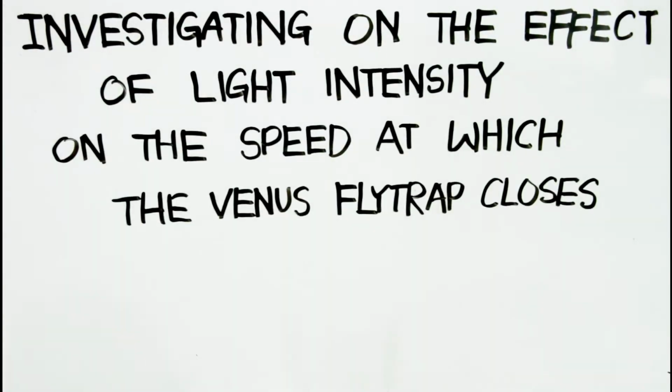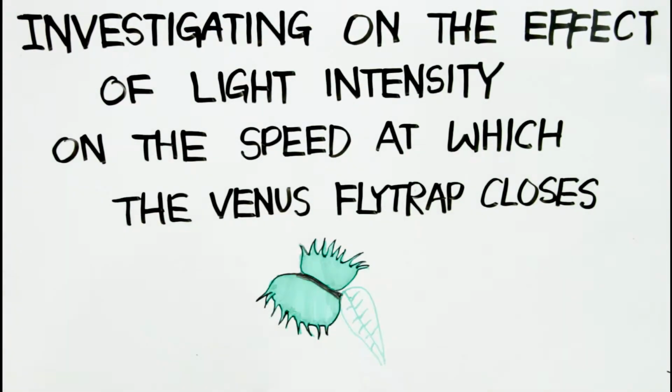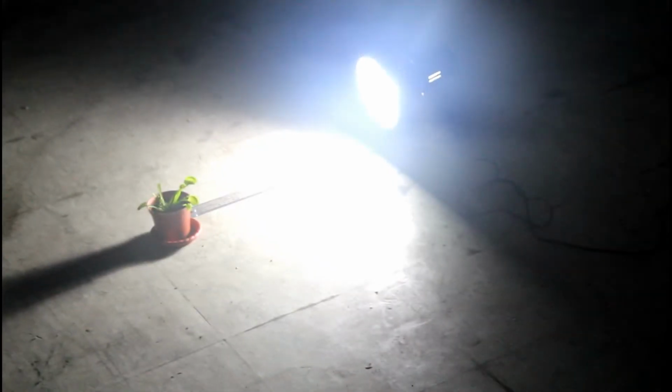Investigating the effect of light intensity on the speed at which the Venus flytrap closes. To measure this, we set up, in a completely dark room, a lamp and the Venus flytrap at a distance of 0 up to 200 centimeters apart.